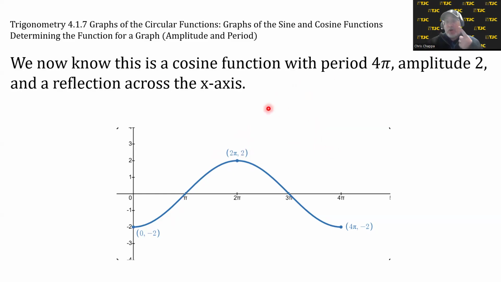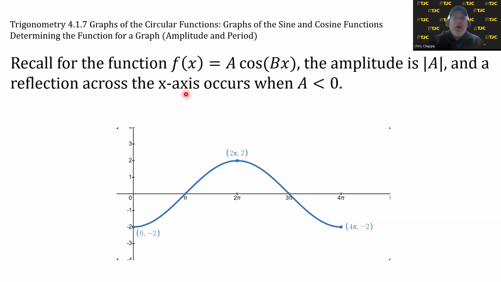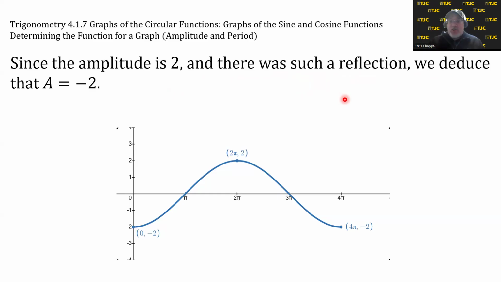We now know this is a cosine function with a period of 4 pi, an amplitude of 2, and a reflection across the x-axis. Recall that for the function f of x equals a cosine of bx, the amplitude is the absolute value of a, and a reflection across the x-axis occurs when a is less than 0. Well, our amplitude was 2, and we had a reflection across the x-axis, so a is negative, which means that a is negative 2.